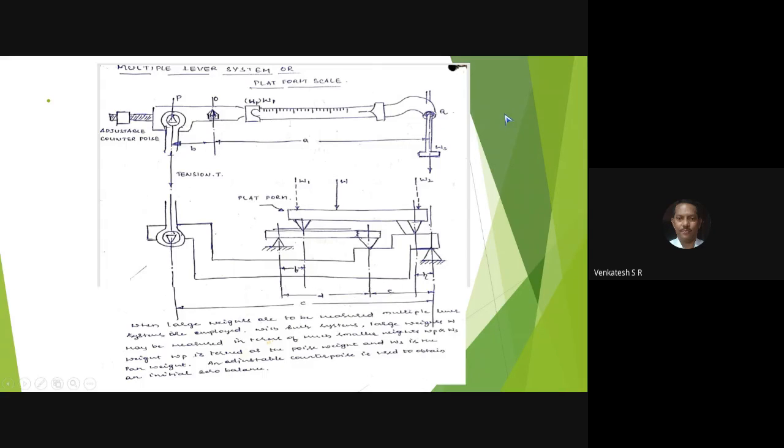You have portions from the fourth module, and whatever portions are covered up to that date will be in the test. Remember, all of you, the third test is offline. We will conduct the test in the classroom. Question papers are same. Test is offline.